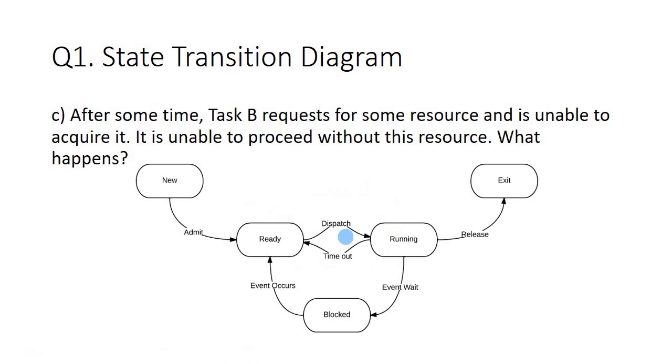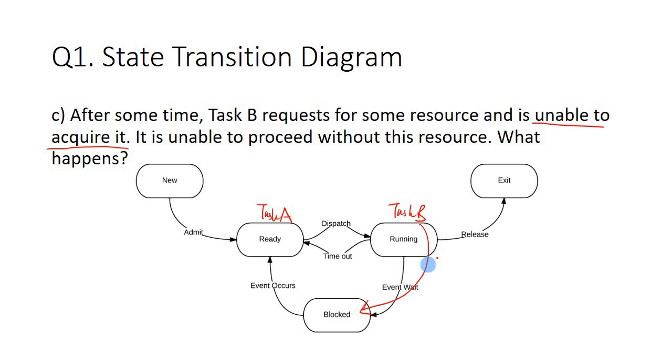Now task B is running, and we know that task A is in the ready state. At some point of time, task B requests some resource and is unable to acquire it. Being unable to acquire it means you cannot proceed without the resource that you want. So the OS will transition task B to the block state.